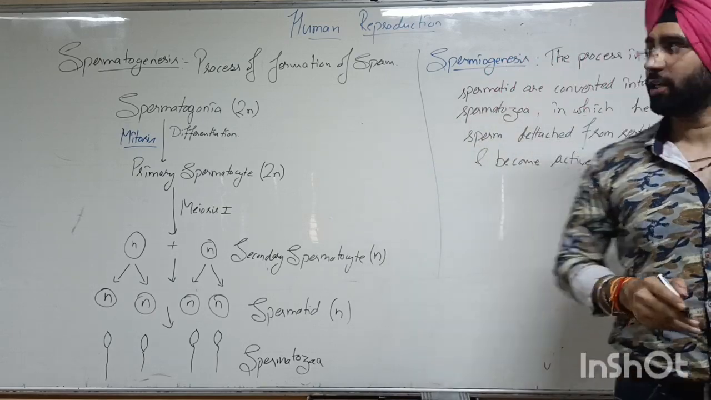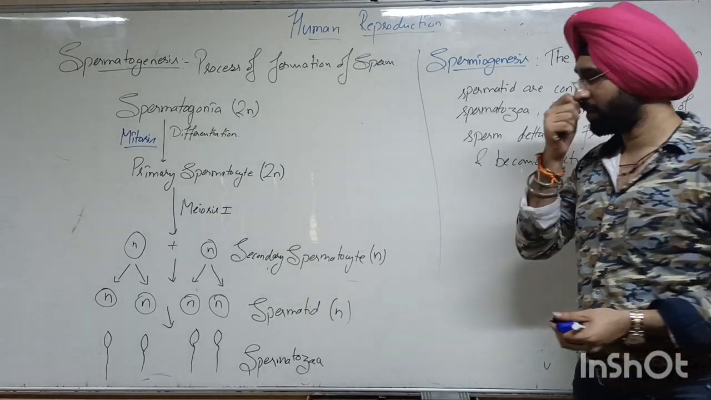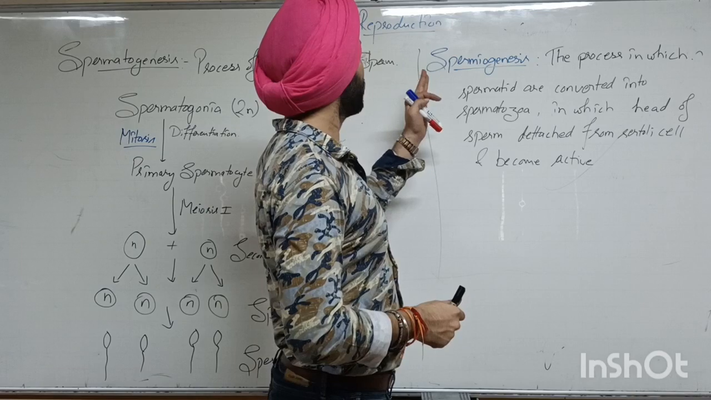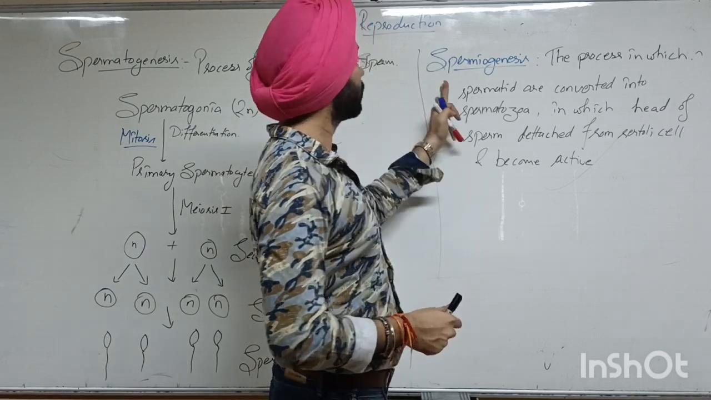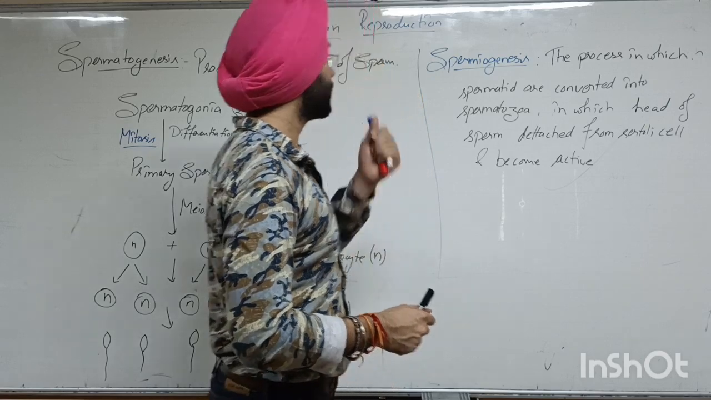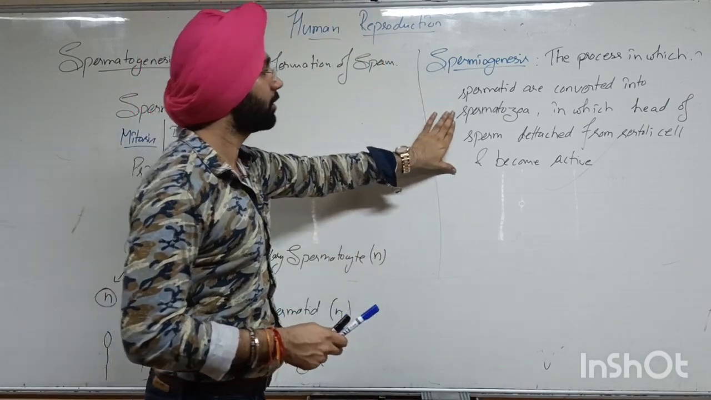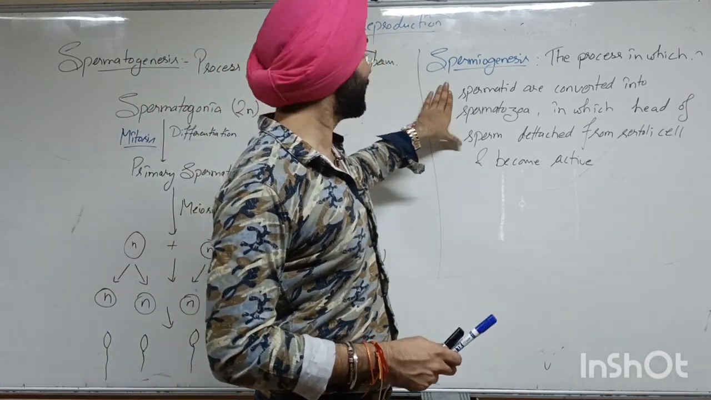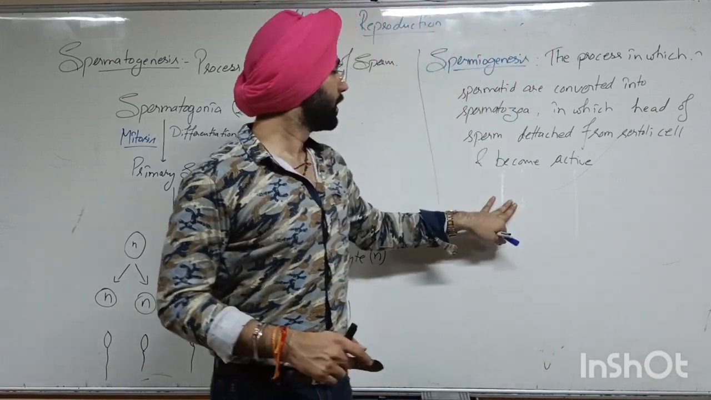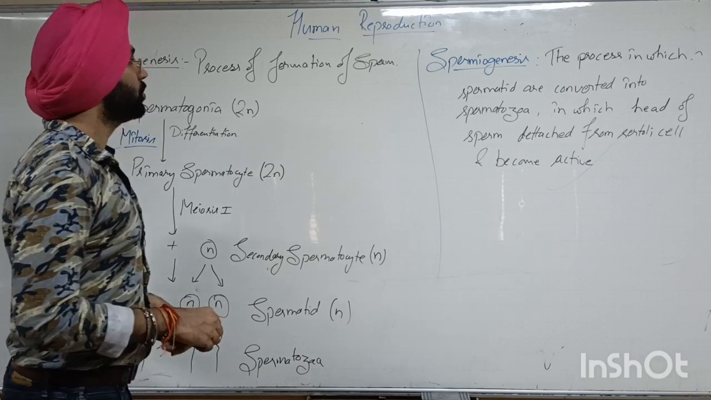Okay, so this is the definition of spermiogenesis, which is also important and can be asked in your competitive exam, because everybody knows this flow chart but doesn't understand the meaning of spermiogenesis. So you can also say this is the differentiation process in which the spermatids are converted into spermatozoa. So you can understand that this is the differentiation process. So this is spermiogenesis.